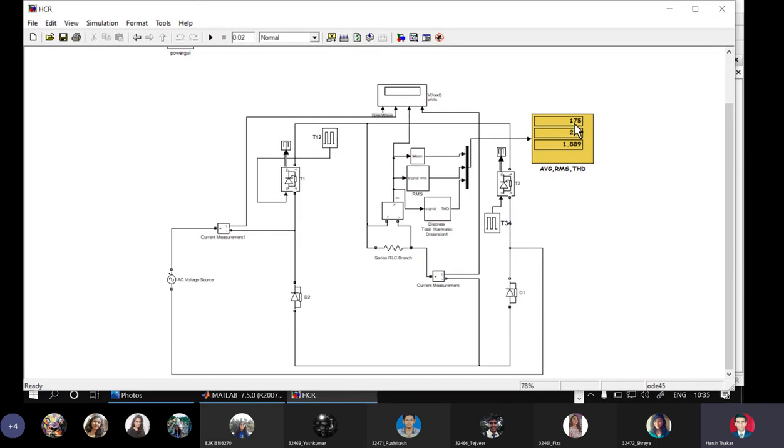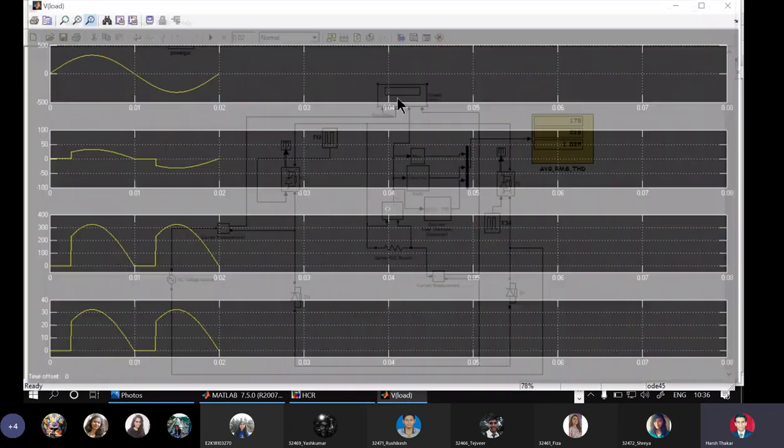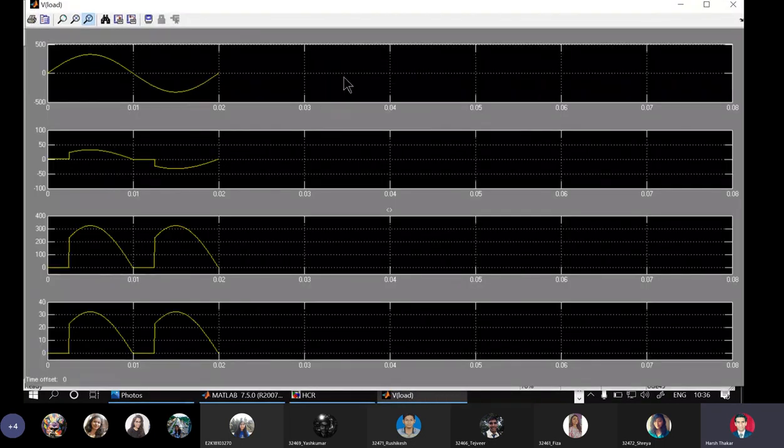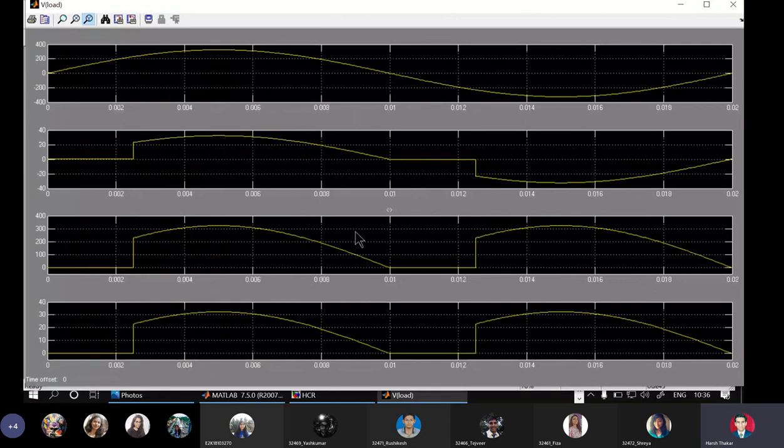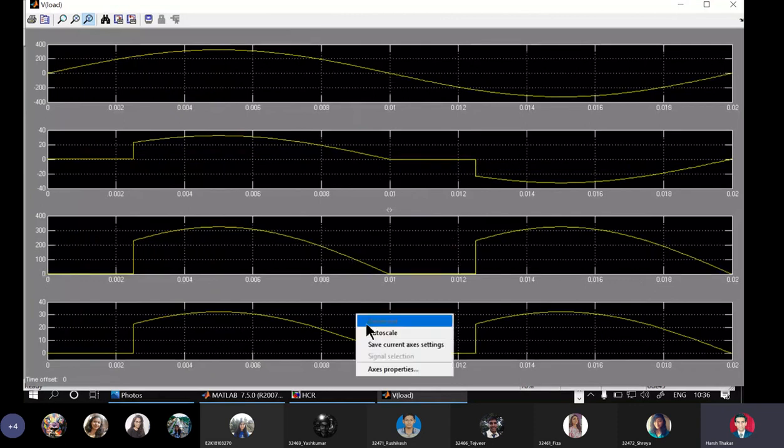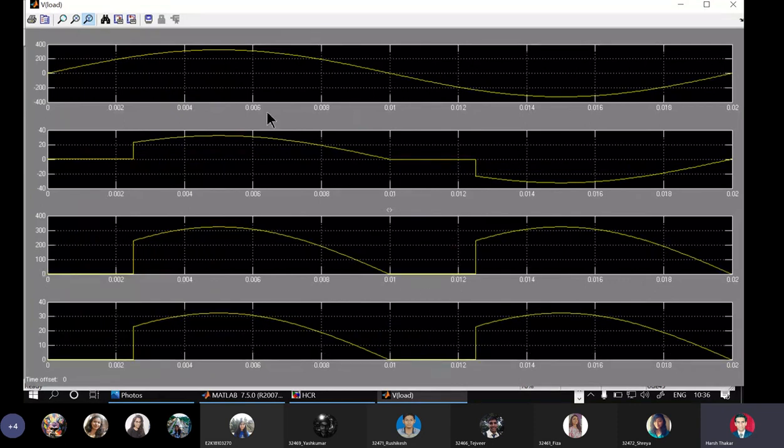So all the values have come. The first value is the average, VL AVG, second is VL RMS, and I think the third is the total harmonic distortion: average, RMS and THD. I will double click the oscilloscope and right click, auto scale. So we see here I have displayed only one cycle.